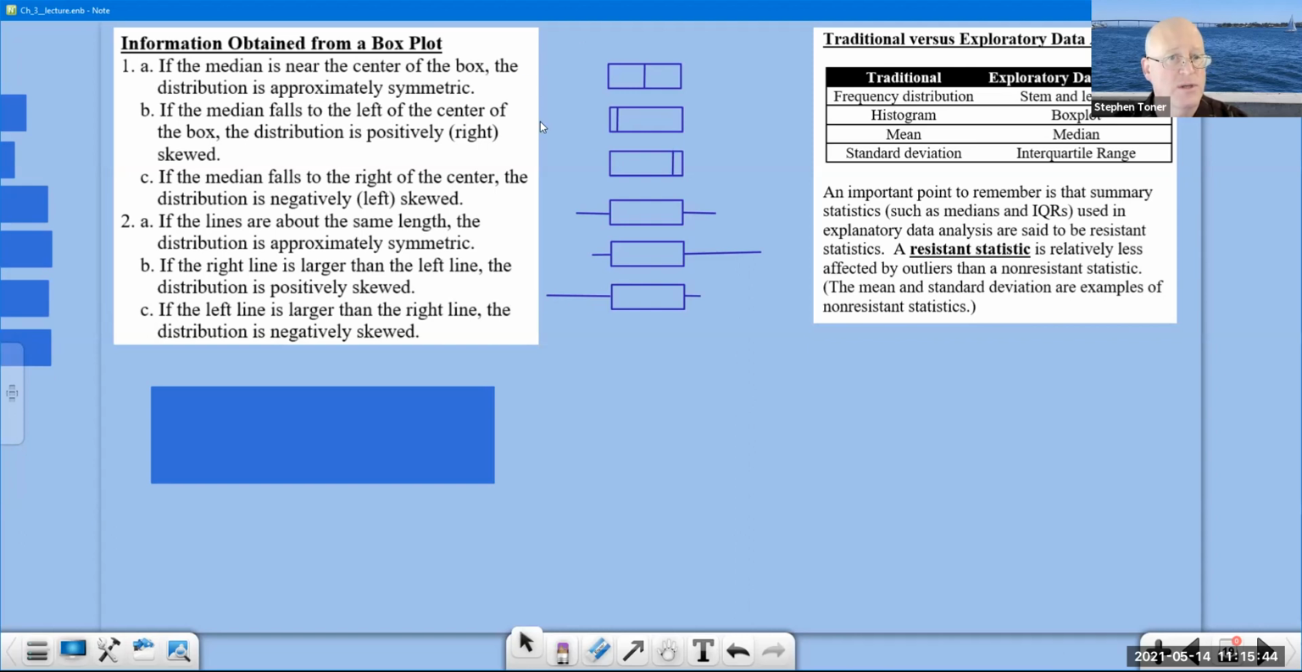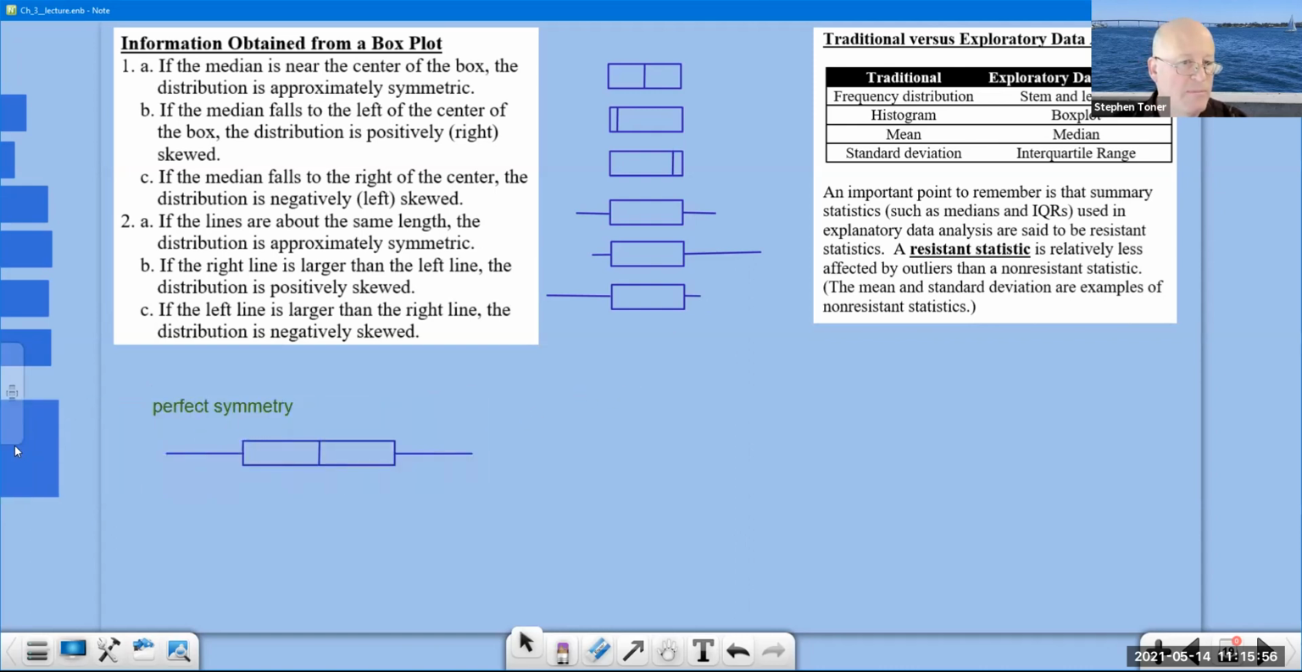So these first three statements are dealing with the median, the bar in the center, but the next statements are dealing with the size of the whiskers. Now, ideally, when you have a perfect symmetry case, you've got the median line going straight down the center of the box, and all four sections of this box plot, each of the whiskers and each half of the box, are of the same width. So that's how you actually look at the data set to understand the skewness or symmetry of the data set.